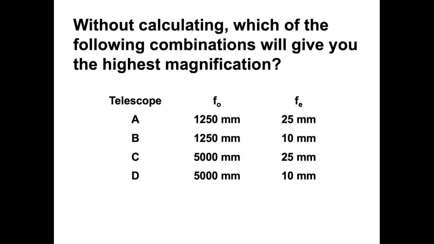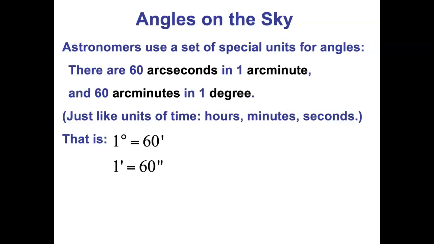I kind of just gave it away, didn't I? Right? The greatest magnification will come from the longest focal length objective and the shortest focal length eyepiece. So the answer is D. Yeah, D it is. Okay, so the focal lengths are important because they give you the magnification.